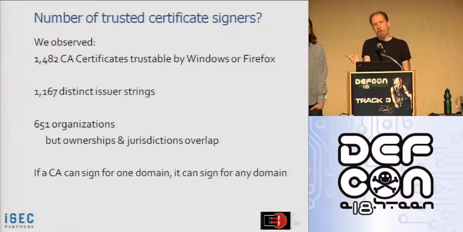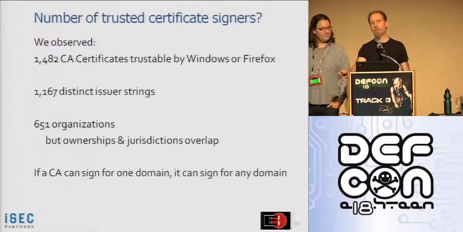And if you look inside the issuer, there's a field that says organization. If you count those, plus some fallback options, you get about 650 organizations that have the power to sign a cert that your browser will trust to be google.com. Now, some of those organizations might be owned by some of the others, and the jurisdictions they work in might overlap. It's complicated, but the general principle you should remember underlying all of this is that if a CA cert can sign one domain, it can sign every domain on the internet.